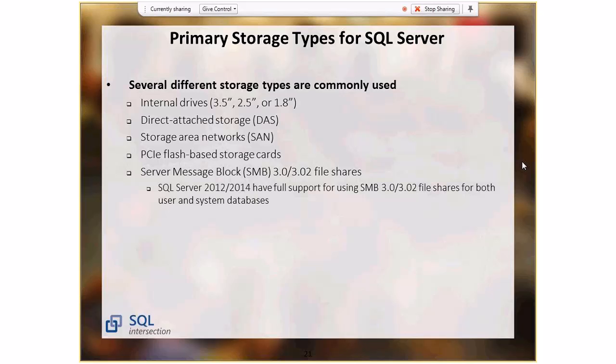So the primary storage types for SQL Server, jumping to a little bit different part here, are internal drives, direct attached storage, storage area networks, PCIe flash-based storage cards, such as that Intel that I showed you, and then SMB file shares.